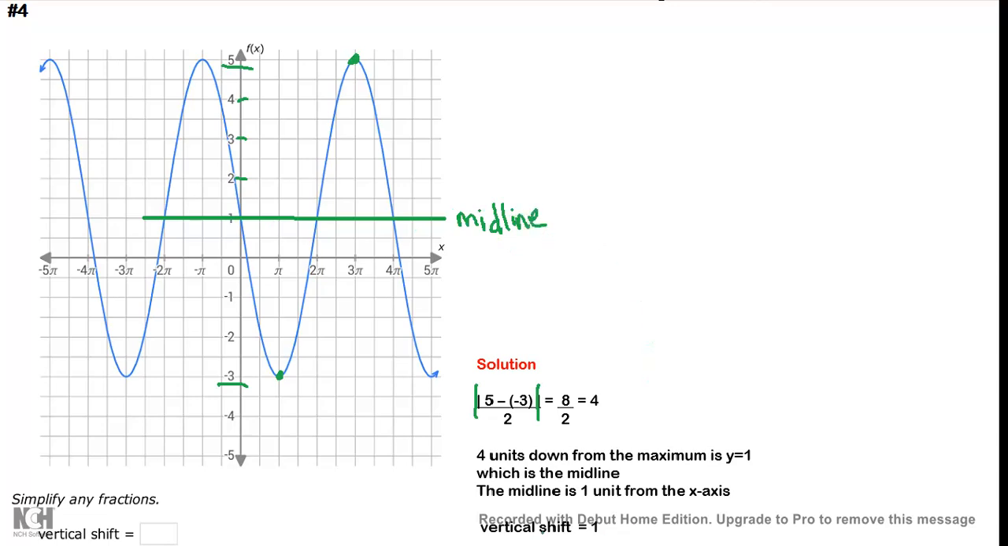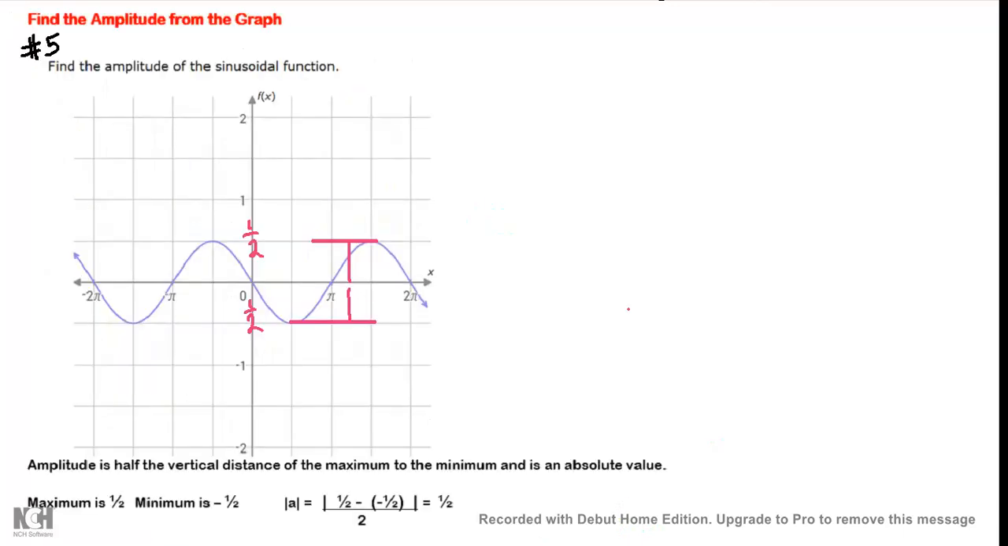Now the vertical shift is how far the midline is from the x-axis right here. So it's just 1 unit away from the x-axis. So the vertical shift on this guy is 1.